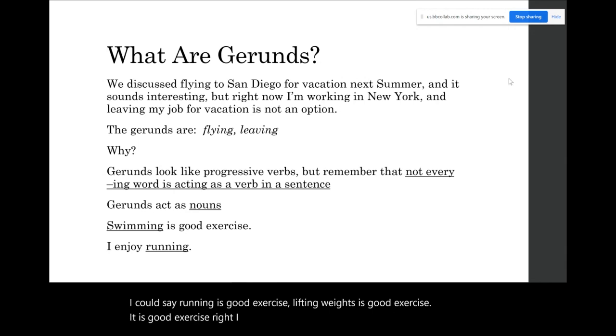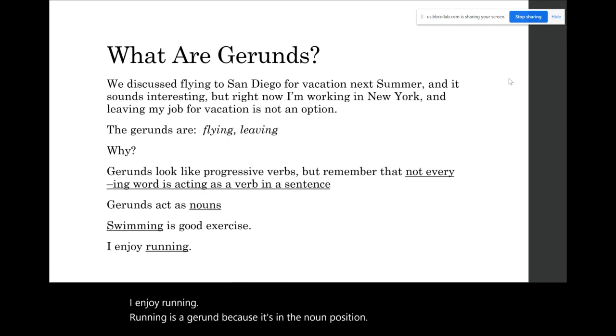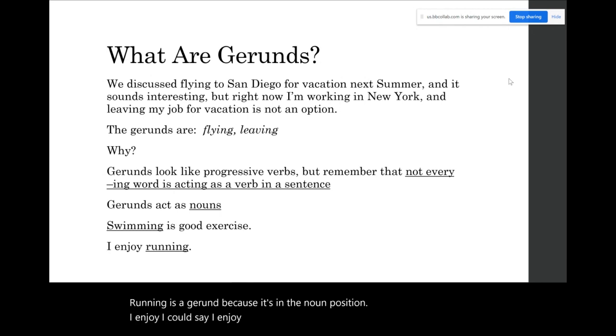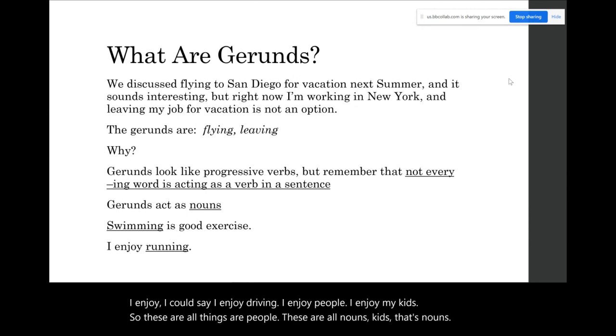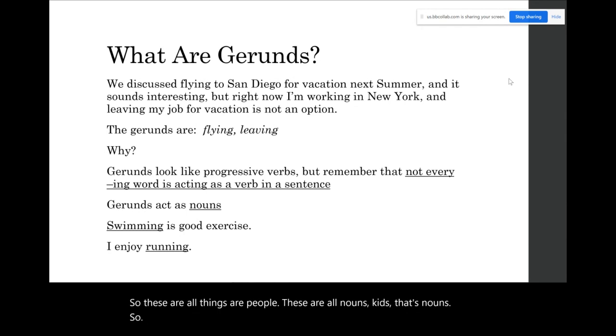I can also use that "it." So it is a thing. That means swimming is a thing. It's a gerund. I enjoy running. Running is a gerund because it's in the noun position. I could say I enjoy driving. I enjoy people. I enjoy my kids. So these are all things or people. These are all nouns. Kids, that's a noun. So can you guys see now that it looks like verbs, but they're acting as nouns? Okay, is everybody with me? Yes, we are with you.